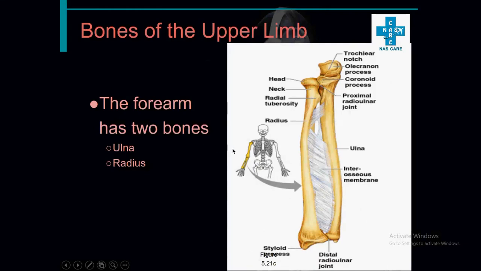And the forearm has two bones, ulna and radius. Head, neck, radial tuberosity, radius, styloid process, ulna. Interosseous membrane we have here, distal radio-ulnar joint, trochlear notch, olecranon process, coronoid process, and proximal radio-ulnar joint.